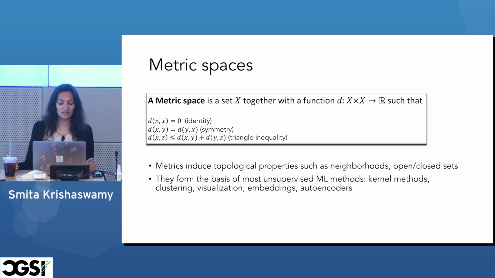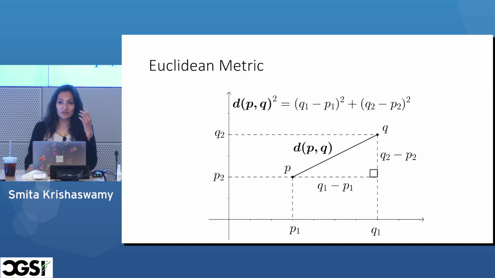And really, the idea of thinking about distances between data points forms the basis of most unsupervised machine learning methods, including kernel methods, clustering, which you saw several times, visualizations, embeddings, autoencoders, etc. Autoencoders, for example, you may not have to explicitly put in the distance, but nevertheless, their latent space learns one, and that can be useful. So I'm just going to give you examples of a few kinds of metrics that we'll actually use in order to make sense of biomedical data.